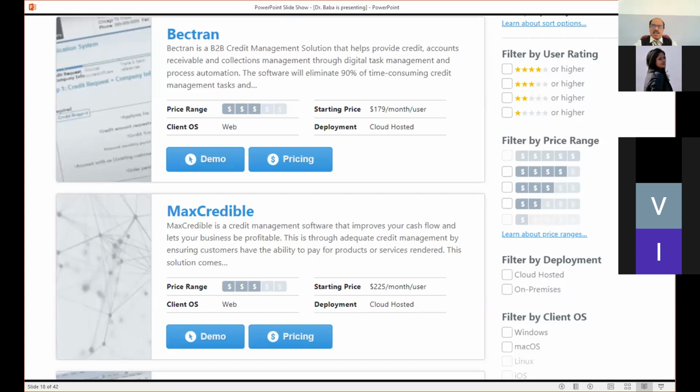Of course, the software is integrated with SAP or some other system. It is highly impossible to operate without integration. Otherwise, we can't go for software in credit analytics.